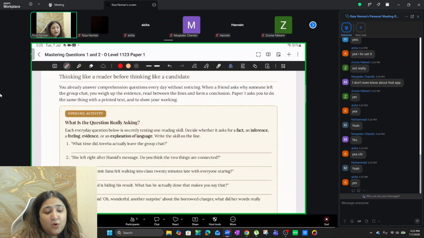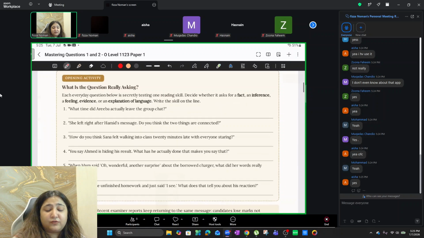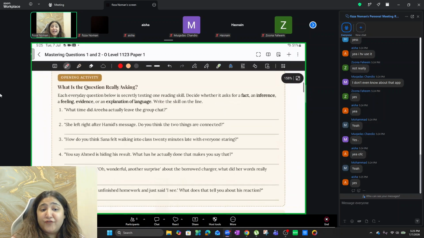So, let's take a look at the opening activity. What is the question really asking? Each everyday question below is secretly testing one reading skill. So you will have to figure this out. Decide whether it asks for a fact, an inference, a feeling, evidence, or an explanation of language. Write the skill on the line. So instead of making this into a worksheet, we will just do this verbally and move on.